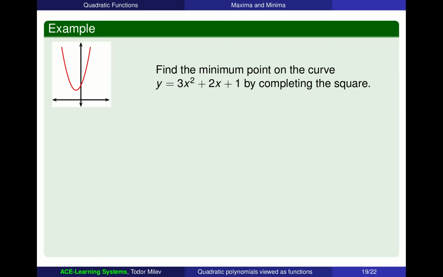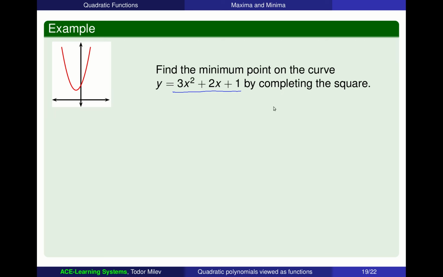In the next slide, I will teach you how to find the minimum point on a quadratic function. So, how to find the minimum of a quadratic function. But before I just give you the recipe for finding the minimum point of a quadratic function, let's do an example. Let's pick one concrete quadratic, 3x squared plus 2x plus 1, and let's find the lowest point on the graph of that quadratic.